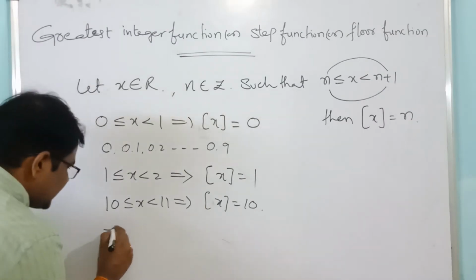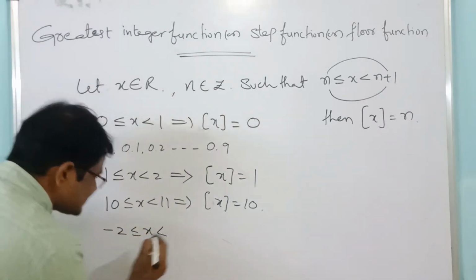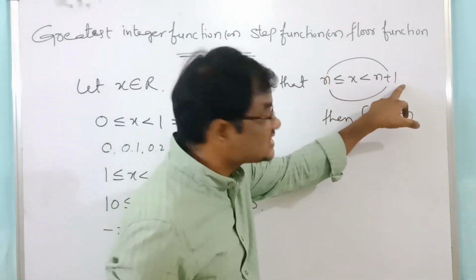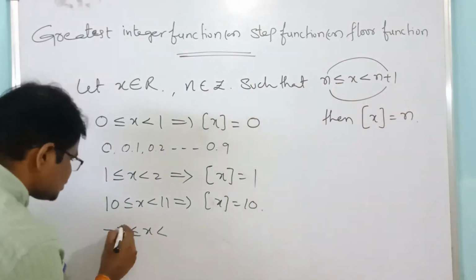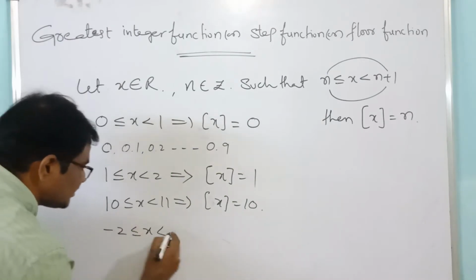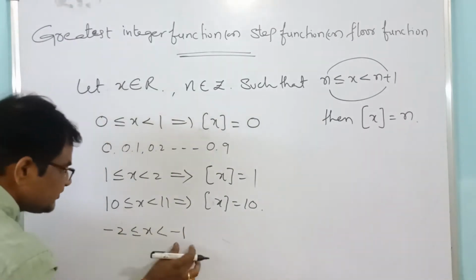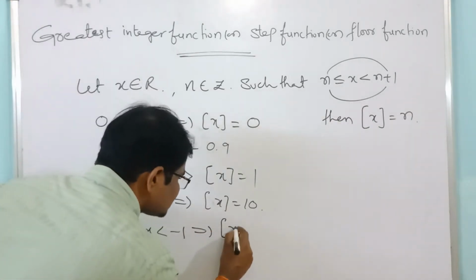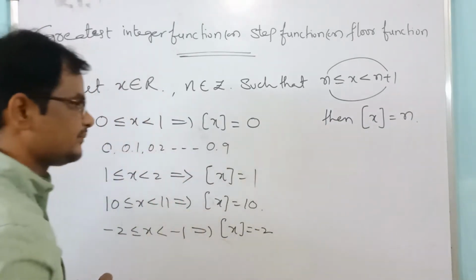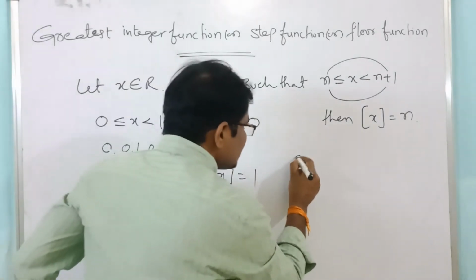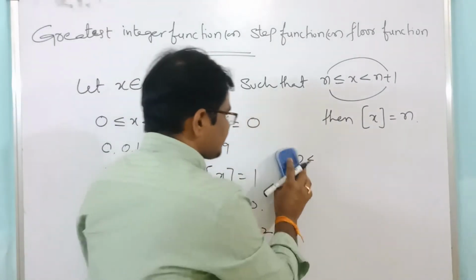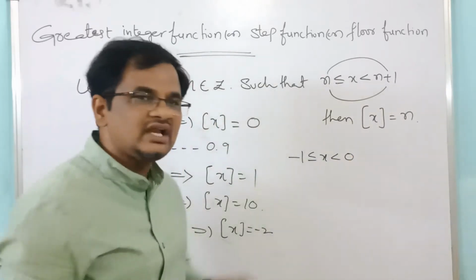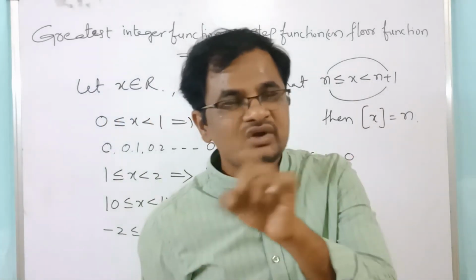Now minus 2 less than or equal to x less than, here what will you get? Here minus 2 is there, so minus 2 plus 1 here. If you take minus 2 plus 1, here you will get minus 1. Now it is between minus 2 and minus 1, so the greatest integer function of this one is minus 2 only, right? Next, suppose minus 1 less than or equal to x less than 0, meaning x is between minus 1 and 0, including minus 1.